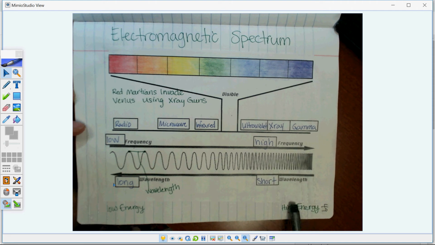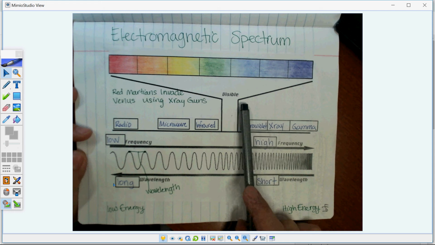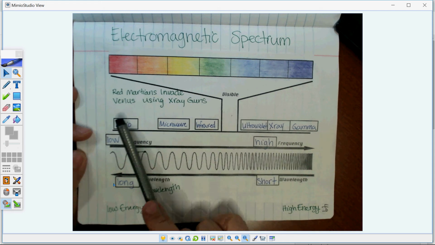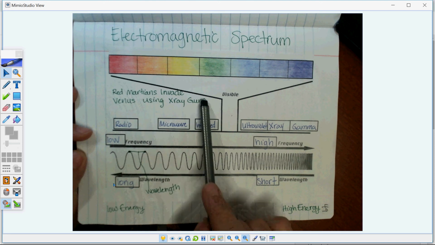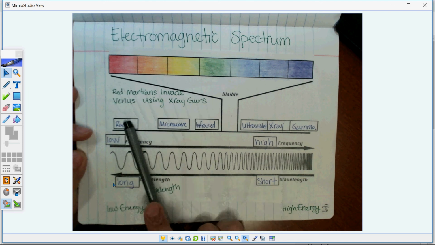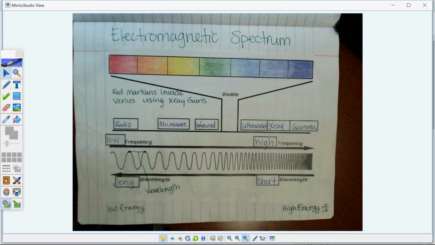So you can expect a question that says something along the lines of, list the divisions of the electromagnetic spectrum in order of decreasing energy. If I'm talking about decreasing energy, then you need to tell me that it's gamma, X-ray, ultraviolet, visible, infrared, microwave, radio. You need to be able to put them in the correct order. This right here is a little memory tool to help you remember the order that they go in from low energy to high energy. Red Martians invade Venus using X-ray guns.